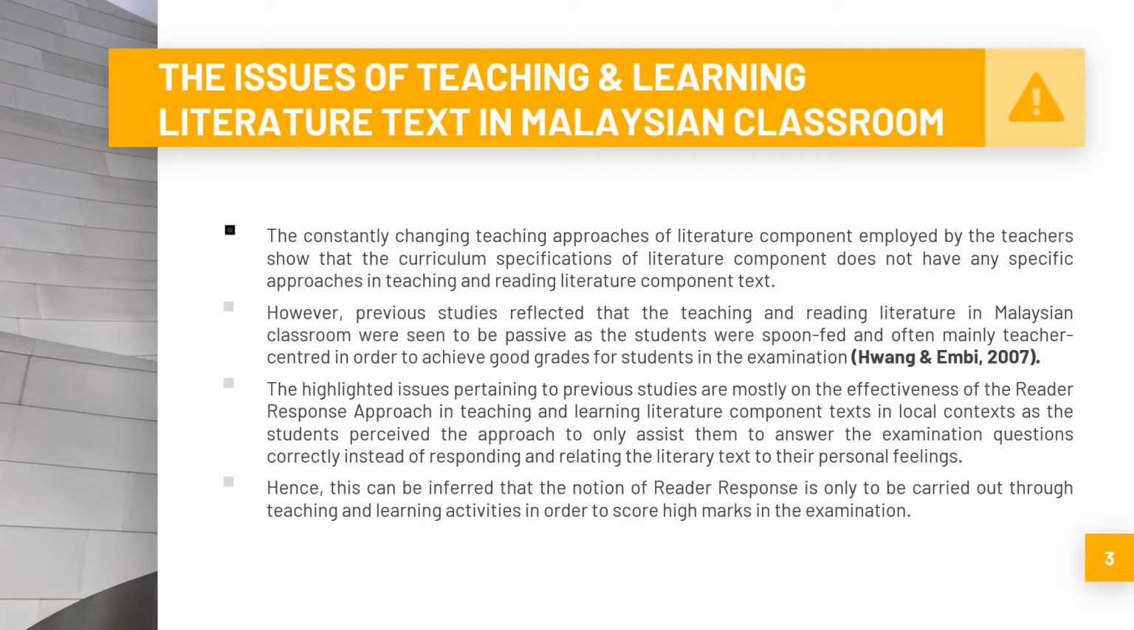This is because the students are not able to express their opinions and responses as the teaching approaches employed by the teachers are no longer aligned with the underlying aims of the literature component in the English classroom. The constantly changing teaching approaches of the literature component employed by the teachers show that the curriculum specification of the literature component does not have any specific approaches in teaching and reading literature component text.